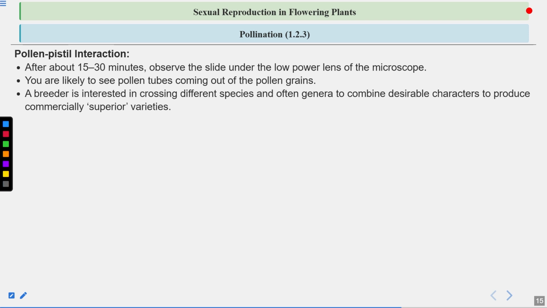A breeder is interested in crossing different species and often genera to combine desirable characters to produce commercially superior varieties, right? So the breeders are interested in crossing different species and often different genera also. They want to do this and they could do it with the use of some chemicals, some hormones.